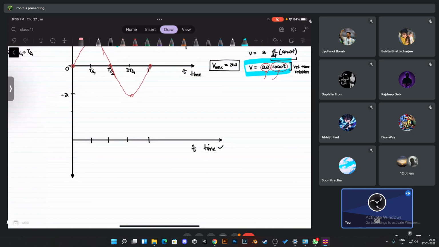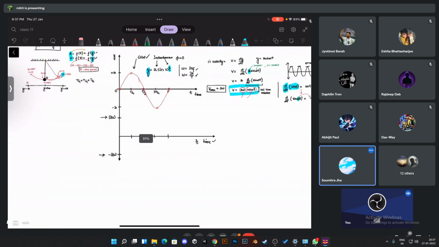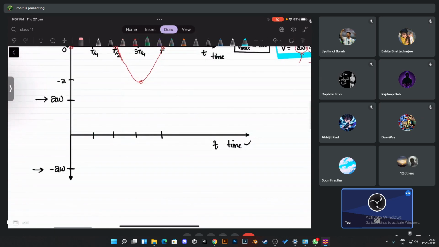So what is the maximum I can go, guys, for velocity? How much maximum? I told you A omega, and the other one will be minus A omega. This A omega means you are going to the right with the maximum velocity, and this minus A omega means you are going to the left with the maximum velocity. But it doesn't happen all the time, right? Does it happen every time or at certain times? At only certain times. Let's check that. Agree or not? Check this graph.